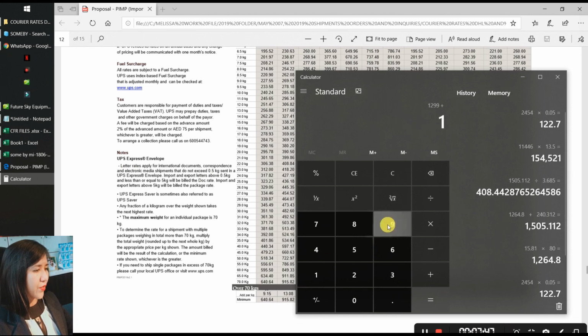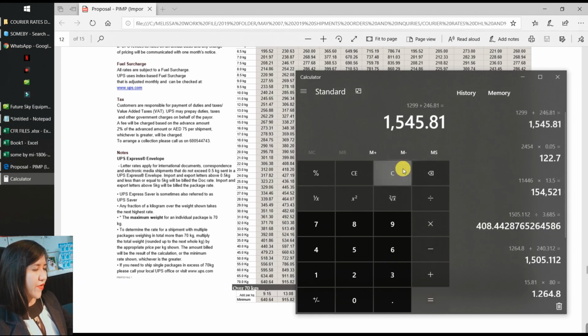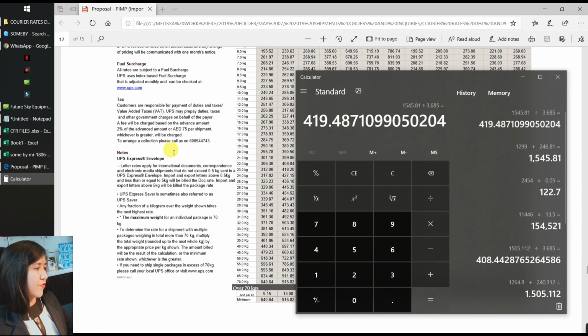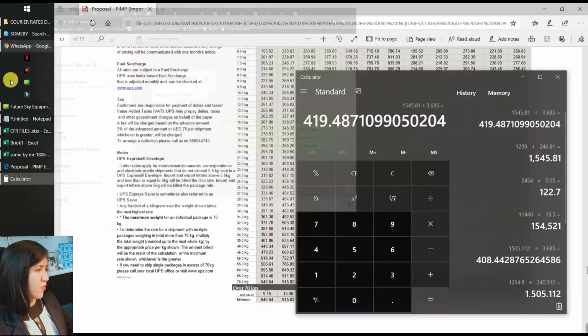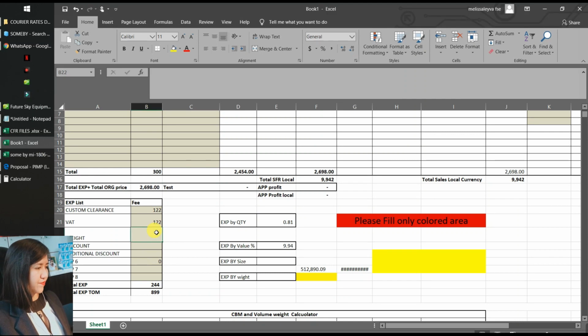You're gonna add 19% fuel charge, 246. So that's gonna be 1,545 in AED. That's converted into USD, because we're calculating it in USD. 3.684. So all your costs and expenses should be in one currency. So you're going to have 419 for your freight charge.